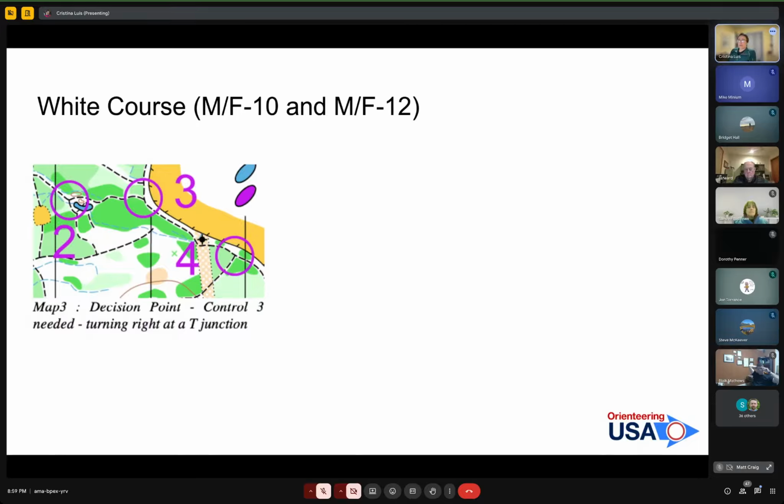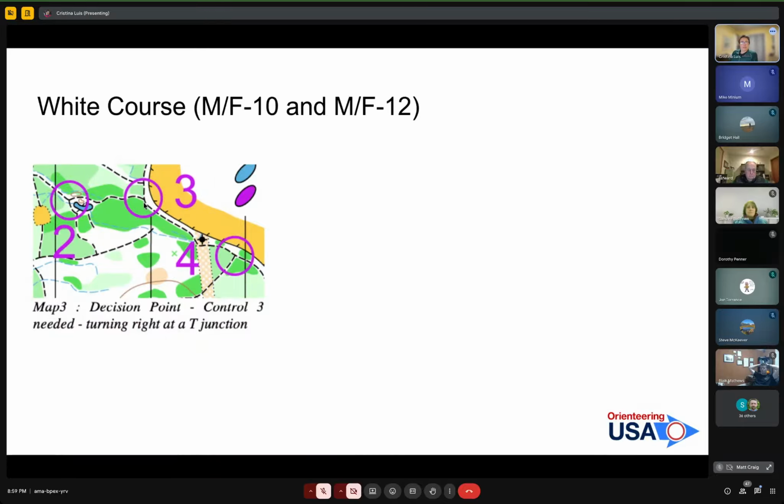So here's an example of a decision point. From control 2 to control 4, you need to make a right turn. You have a T junction, and you have to make a right turn. Now it's assuming that this is really a T junction, right? That's a place where if a kid were running along and they got here, they would stop and be like, which way do I go? Put a control there.